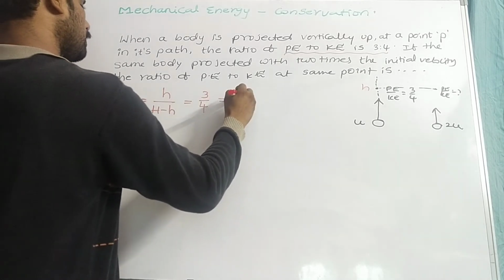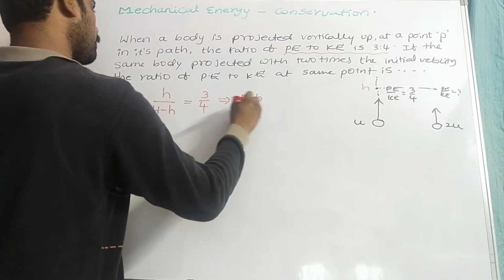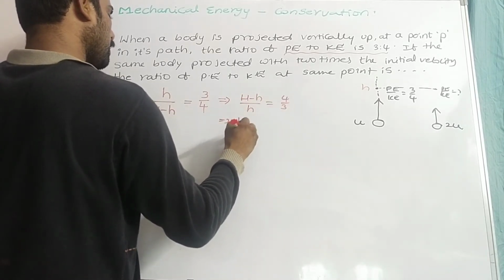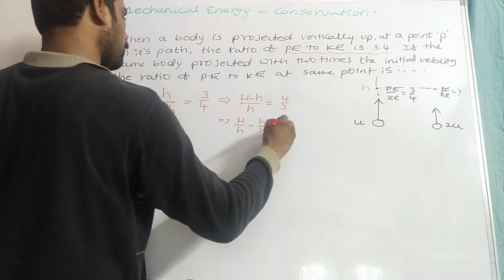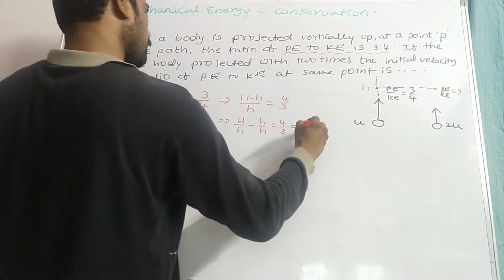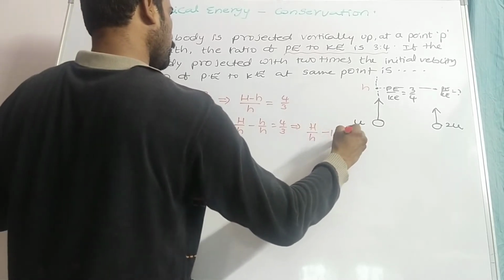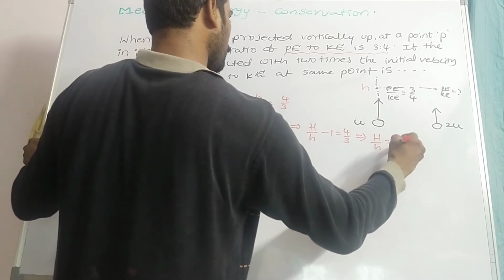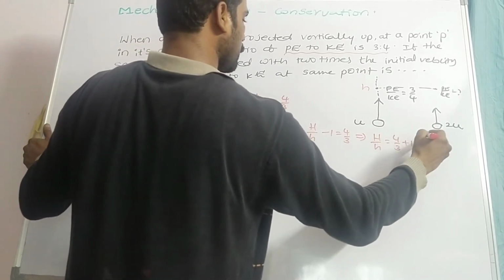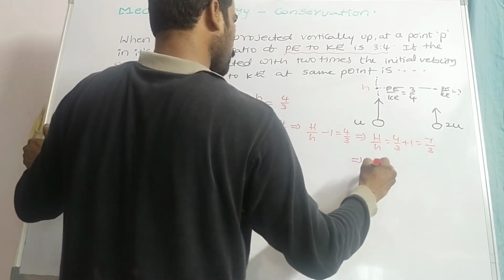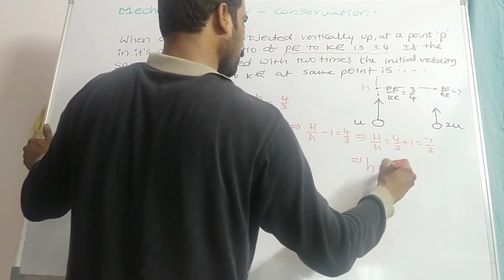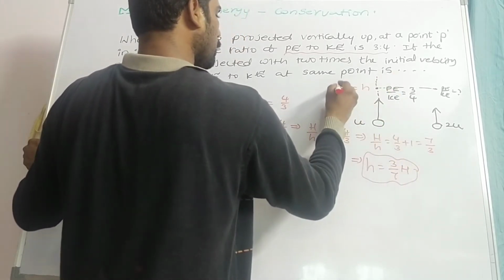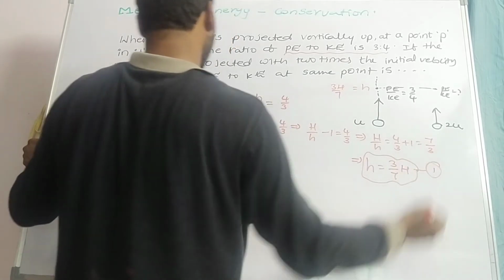That implies H minus h by h is equal to 4/3. That implies H by h minus 1 is equal to 4/3. That implies H by h is equal to 4/3 plus 1, that is nothing but 7/3. That implies small h is equal to 3/7 H. That is the height, h equals 3H by 7, determined. So that is expression number 1.